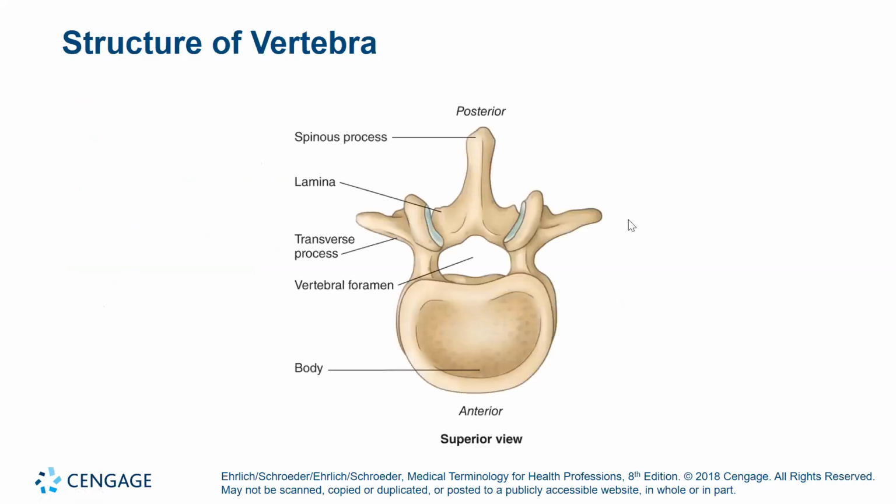And let's take a look at this figure here. These are characteristics of a typical vertebrae. So you can see the lamina here. Here's your body. Here's the foramen. Transverse process. Anterior, posterior.